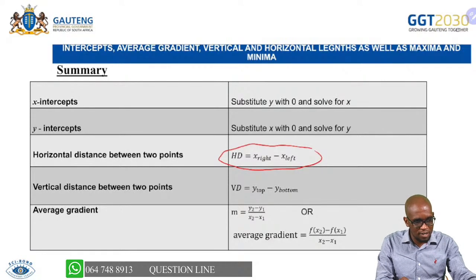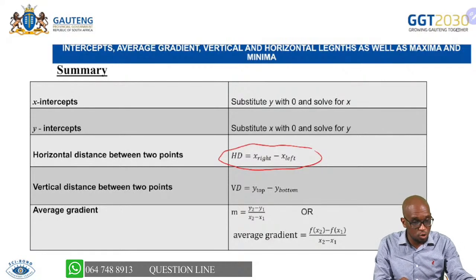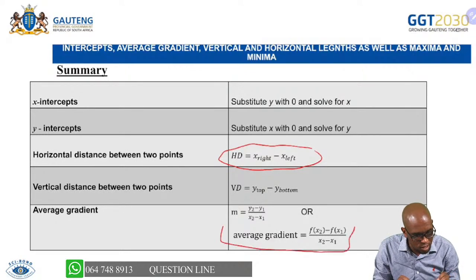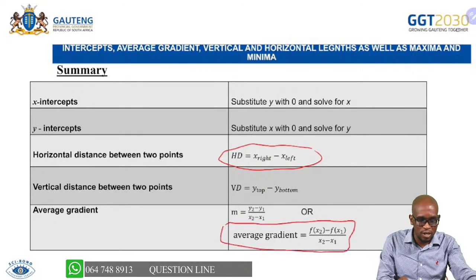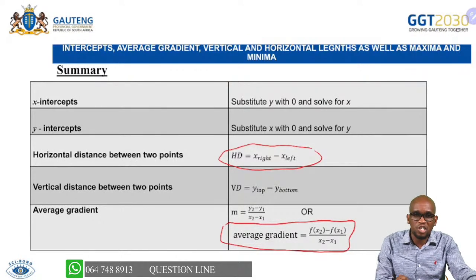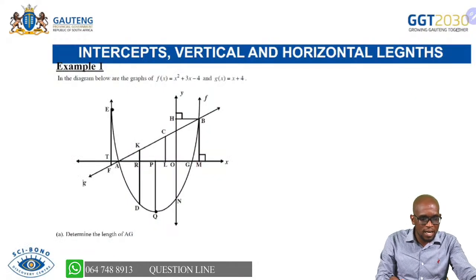If you want to find the average gradient, this one is also on your formula sheet. m is y2 minus y1 over x2 minus x1. But most importantly, if we want to find the average gradient using functional notation, this is f of x2 minus f of x1, over x2 minus x1. Remember, f of x2 is the same as y2 and f of x1 is the same as y1, but now we are using functional notation. Right, moving right along.